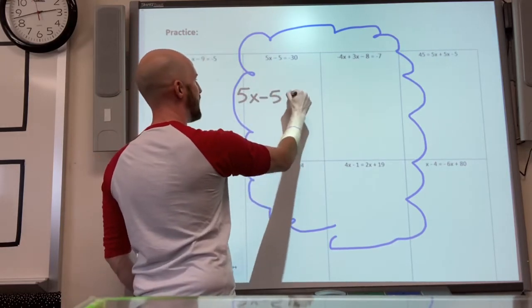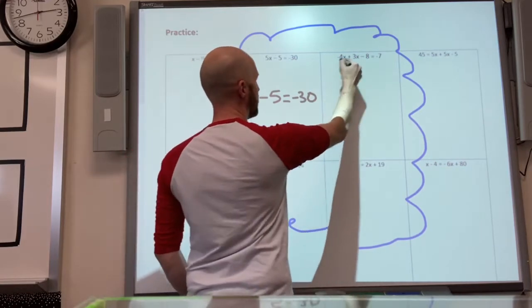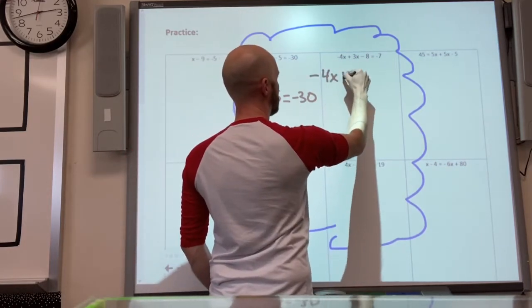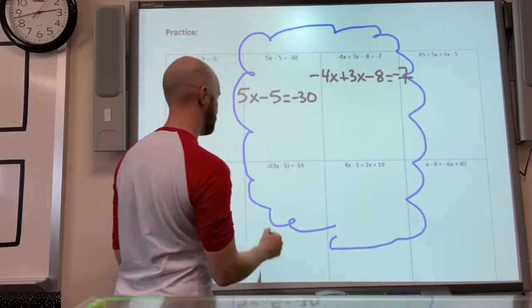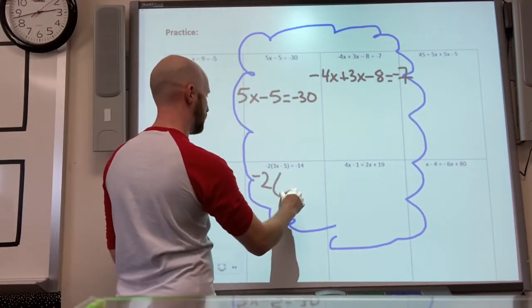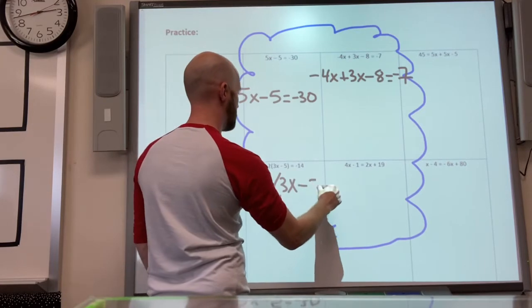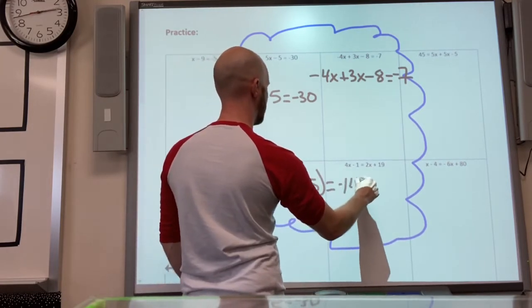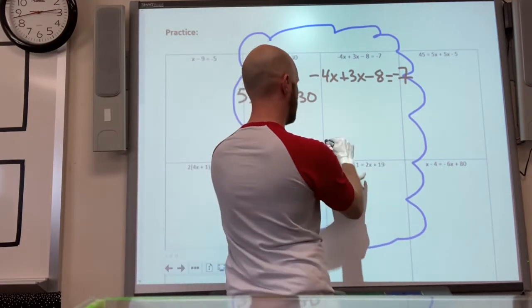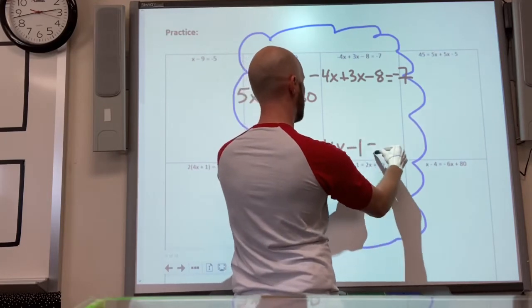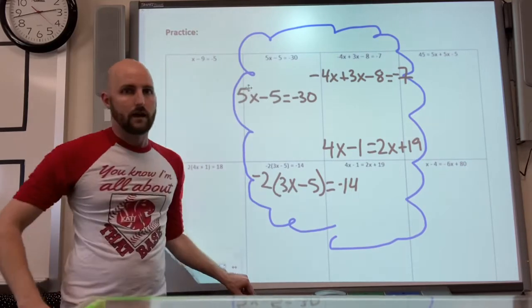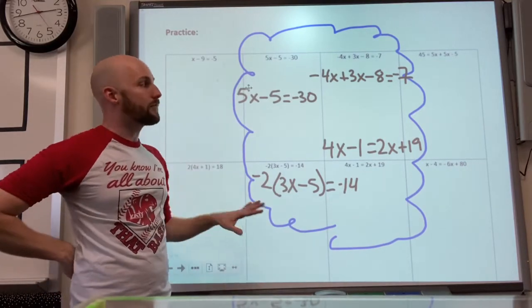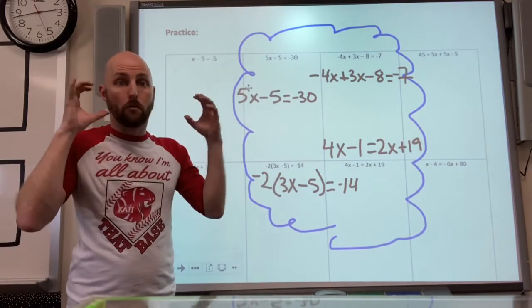5x minus 5 equals -30. -4x plus 3x minus 8 equals -7. -2 parentheses 3x minus 5 equals -14. And this one is 4x minus 1 equals 2x plus 19. Okay, so si por ejemplo no lo puedes ver, if you cannot see it, I write it bigger.